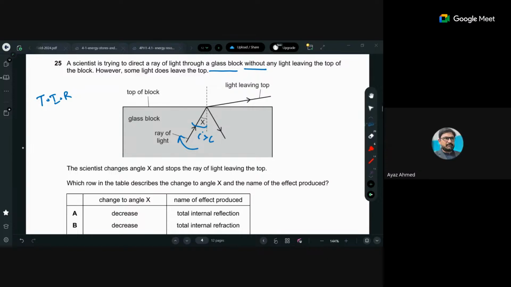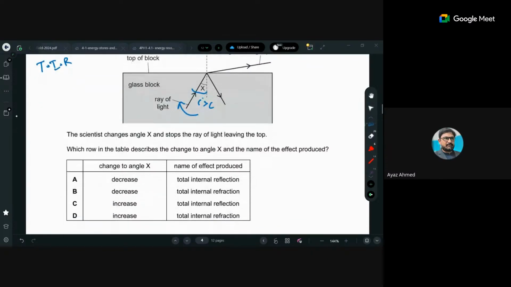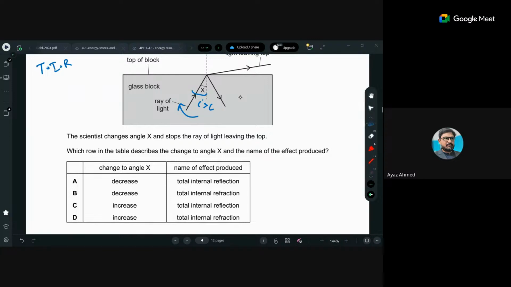Yeah. Are you clear? When it is increased, the effect will be total internal reflection. Sorry, this is refraction, so cross them out. Total internal reflection, and the angle should be increased. So option C would be the right option. Is this all clear to everyone?